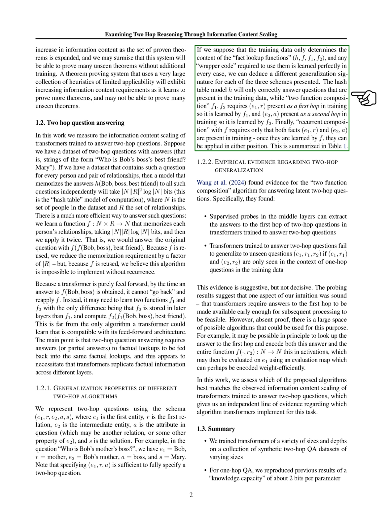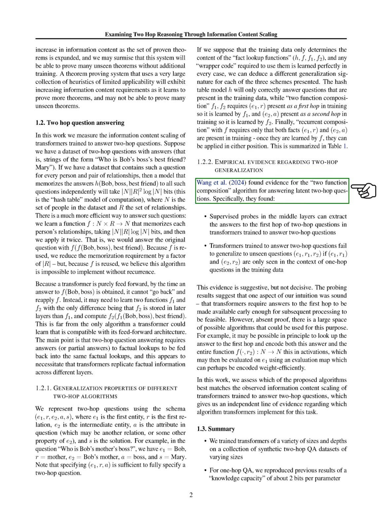In contrast, the recurrent composition method only needs both facts to be present in the training data, allowing them to be applied flexibly. We found empirical evidence supporting the two-function composition algorithm for addressing latent two-hop questions. Specifically, we observed that supervised probes in the middle layers of transformers can extract answers to the first hop of two-hop questions. However, transformers struggle to generalize to unseen questions if the relevant pairs were only seen in one-hop contexts during training. While this evidence is suggestive, it is not conclusive.